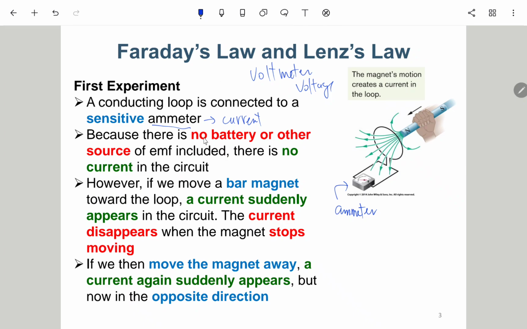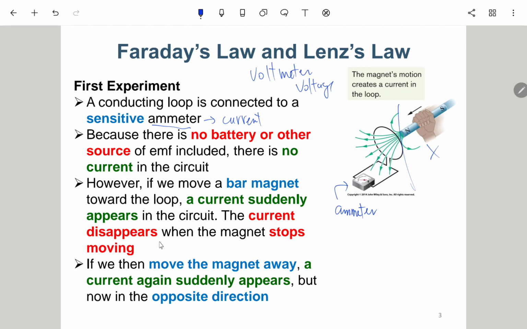Because there is no battery or other source of EMF, there is no current. So at the very beginning, just try to ignore this part. Up till now, it only mentions that we have this part. As long as there is no battery connecting to the loop, there will be no potential difference and no current at all. However, if we move a bar magnet toward the loop, a current suddenly appears in the loop. The current disappears when the magnet stops moving.